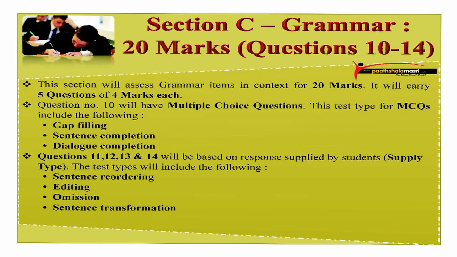Section C, that is grammar, it is of 20 marks. This section will assess grammar items in context of 20 marks. It will carry 5 questions of 4 marks each. Question 10 will have multiple choice questions. The test types for MCQ include the following: gap filling, sentence completion, dialogue completion. Questions 11, 12, 13 and 14 will be based on responses supplied by students. We can also call it supply type. The test types will include the following: sentence reordering, editing, omission, sentence transformation.